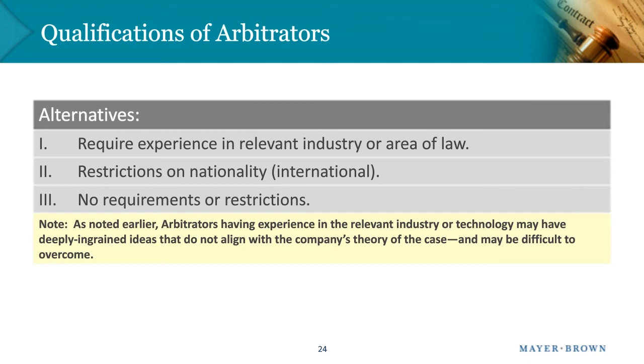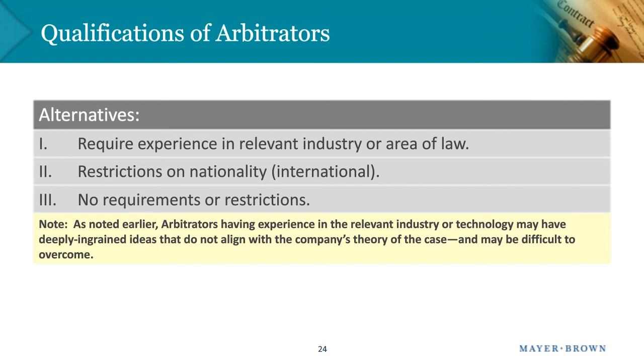First, as we've seen, the arbitration clause can require that the arbitrators have experience in the relevant industry or the area of law. Another option is to impose restrictions on nationality, particularly in international arbitration. You frequently see arbitration clauses that restrict the neutrals from being based in the countries of either of the two parties. And then finally, you can have no requirements or restrictions specifically spelled out in the arbitration clause.